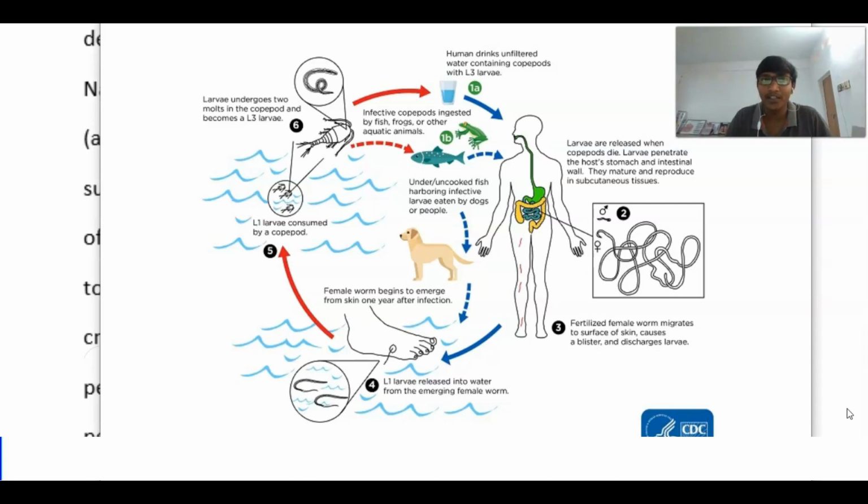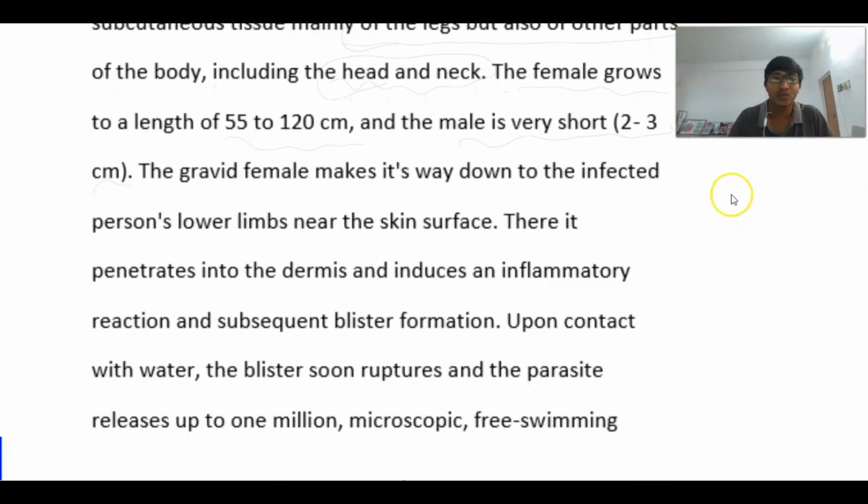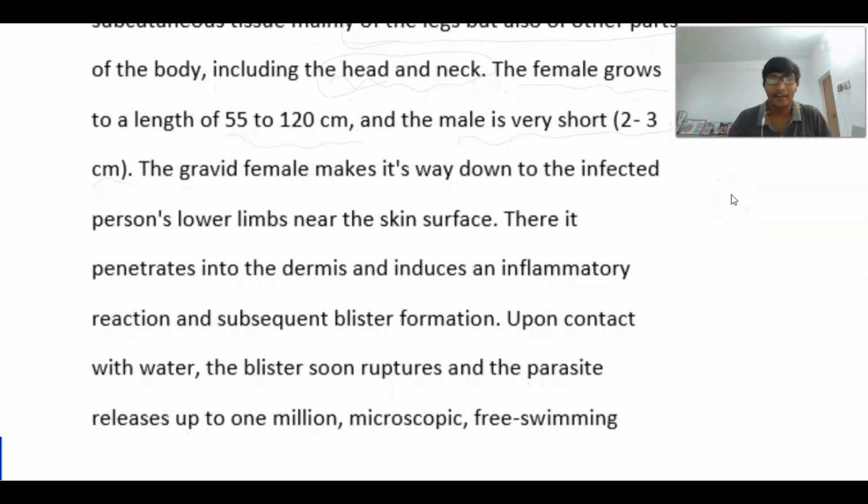Again the life cycle is being started. So this is the Dracunculiasis life cycle. Coming to the topic here, what is the agent? The adult parasite is the agent. Which gender is causing it? It is the female Dracunculus which is infecting the persons.